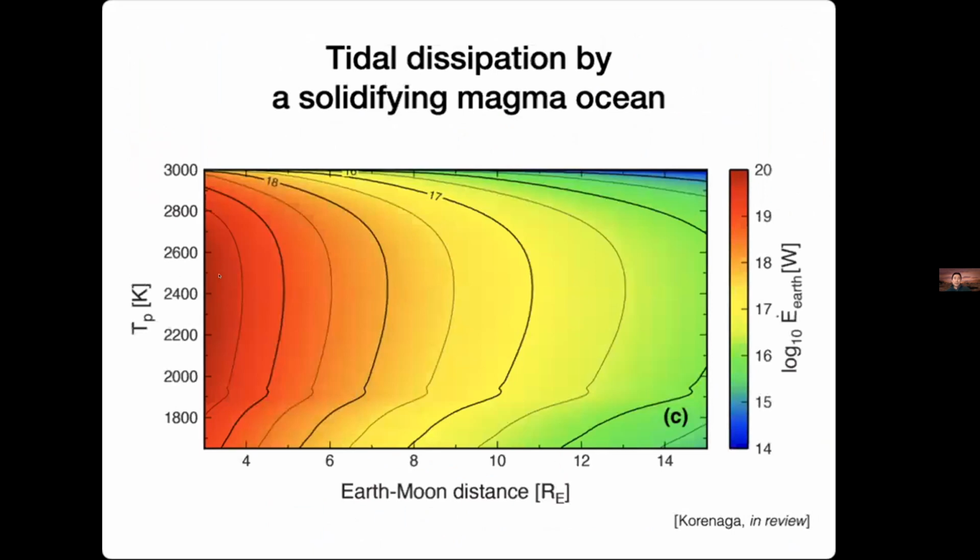This reddish part is about 10 to the 19th watt, which is huge. And it goes down by a few orders of magnitude as the moon moves away from Earth. Tidal dissipation is most significant when the mantle potential temperature is around 2500 to 3000 K, where a large fraction of the magma ocean is near the rheological transition. So this makes sense.